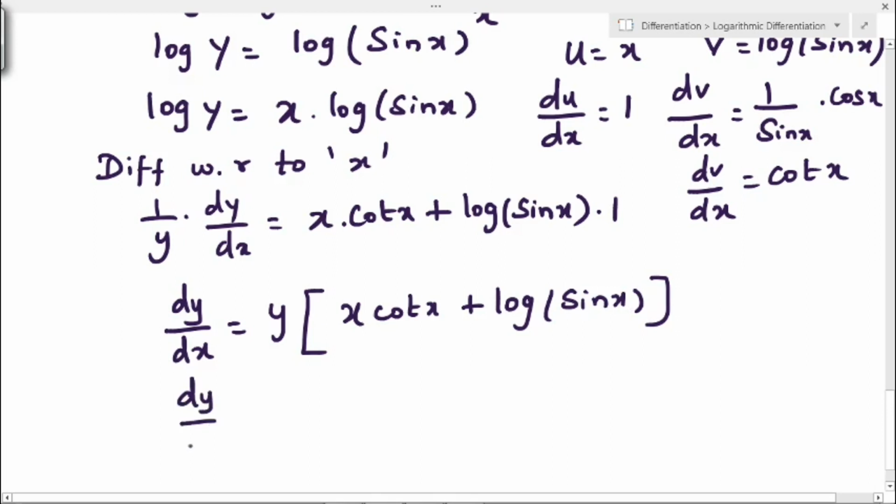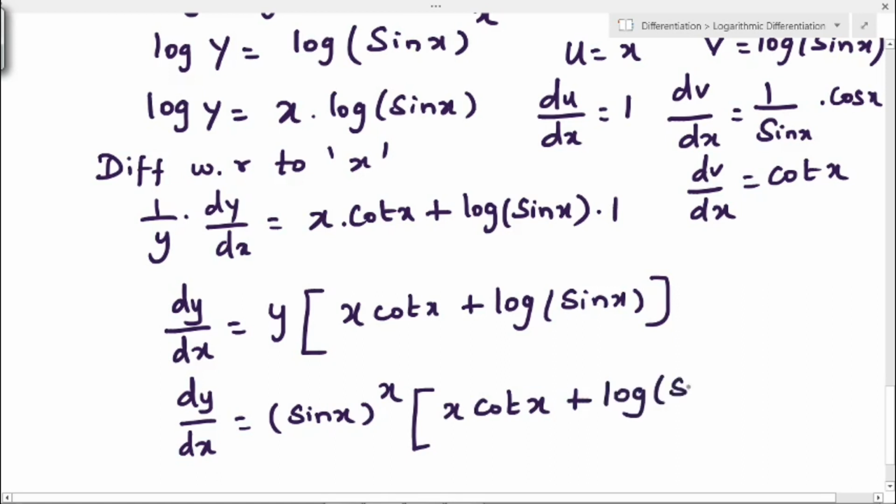So dy by dx equal to, what is y? That is sin x to the power x, that is the given problem, into x into cot x plus log of sin x. This is how we have to solve the problems involving variable exponents by taking logarithms to these functions.